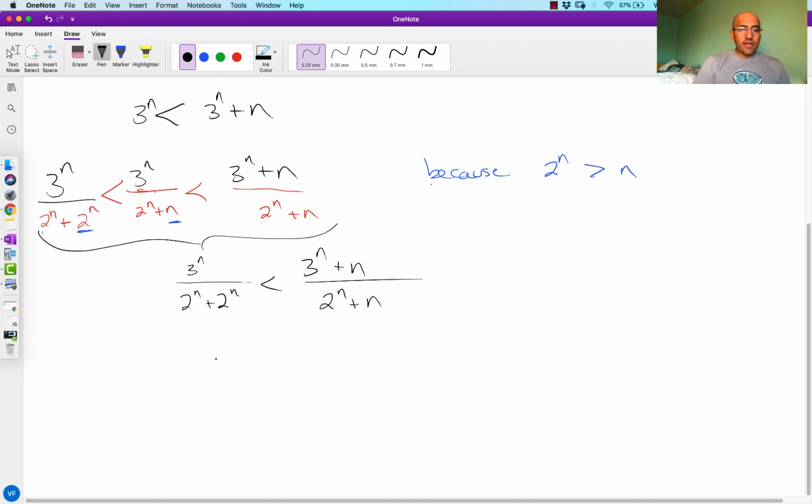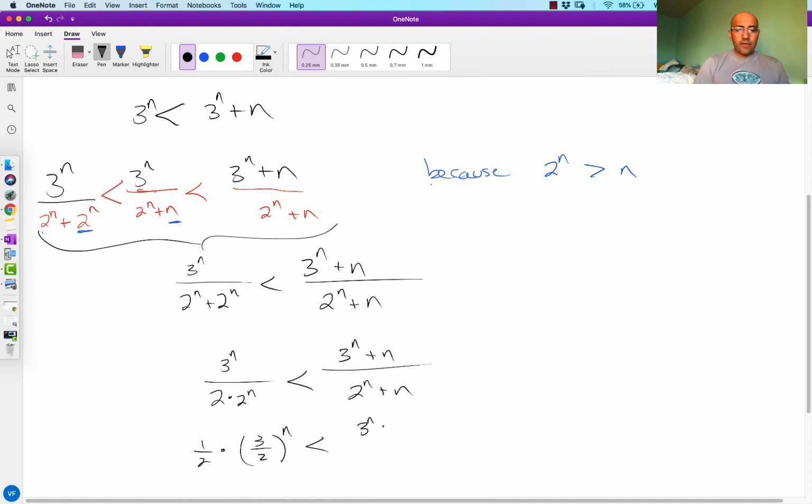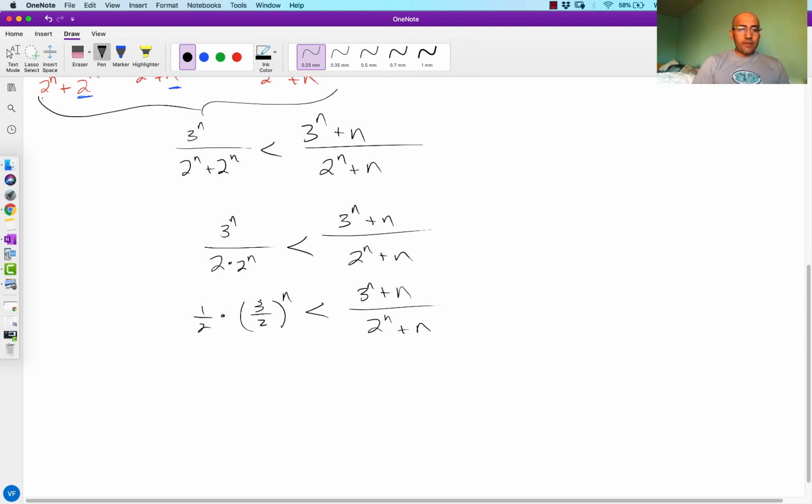And now we can combine those and say that this is 3 to the n over twice 2 to the n. That's less than 3 to the n plus n over 2 to the n plus n. And so we can simplify this to be 1/2 times 3 over 2 to the power of n is smaller than 3 to the n plus n divided by 2 to the n plus n. Good. And now this is a geometric, right? The sum as n goes from 1 to infinity of 1/2 times 3 over 2 to the n power.